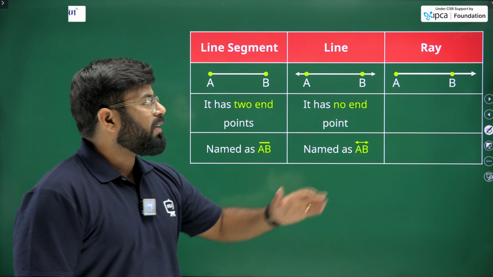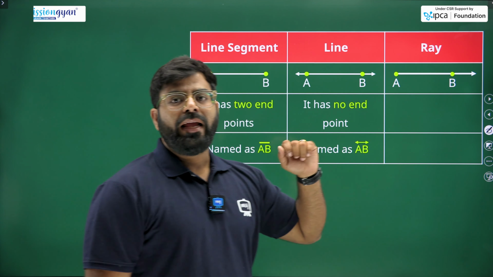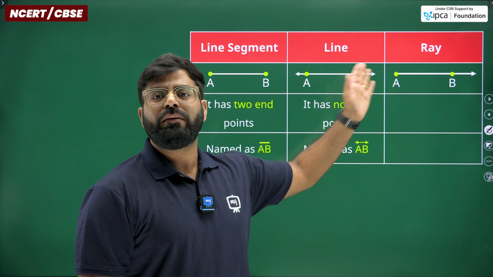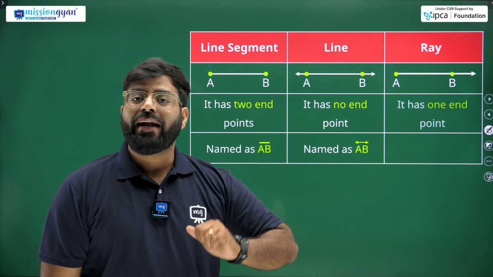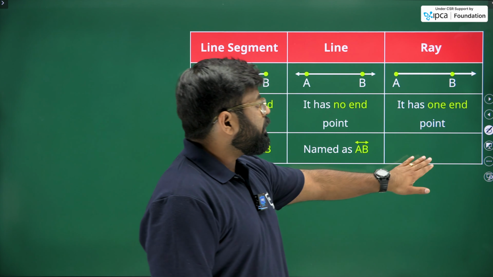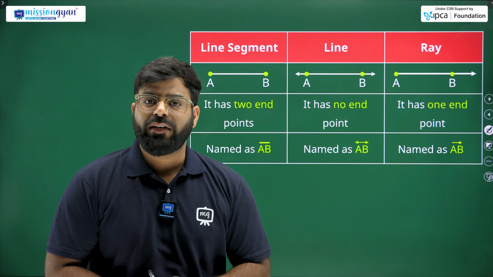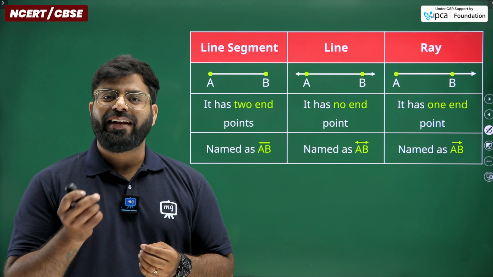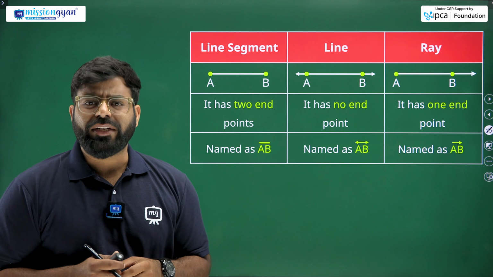And the third one is ray. So what is ray? As you can see on the screen, we have ray AB. Now it has one endpoint and it is going endlessly towards the B direction. That means we can say ray has one endpoint. Is that clear? And how do we denote it? We denote it with the name ray AB. I hope you have understood what is the difference between line segment, line and ray. If yes, let's find out some questions.